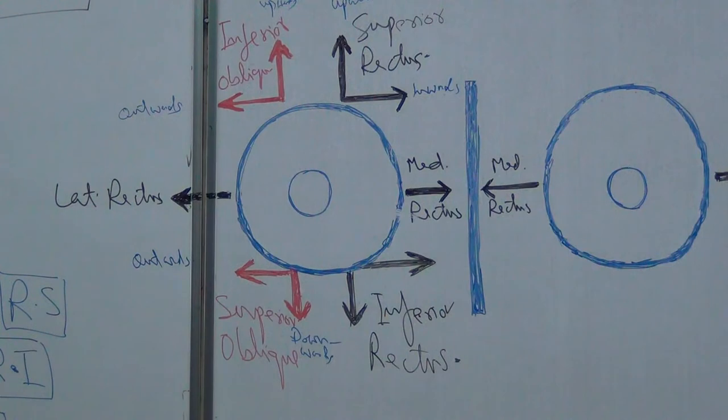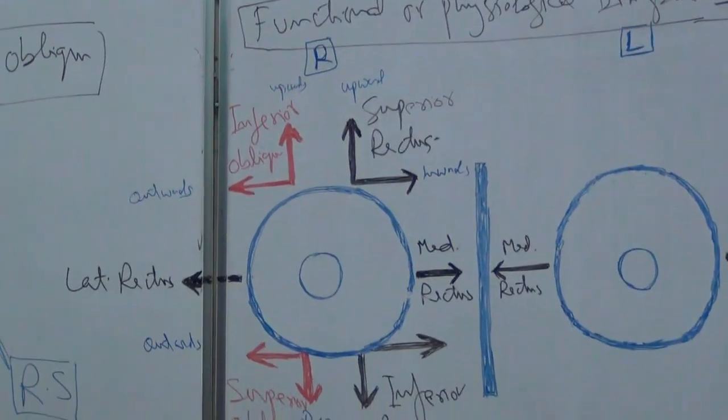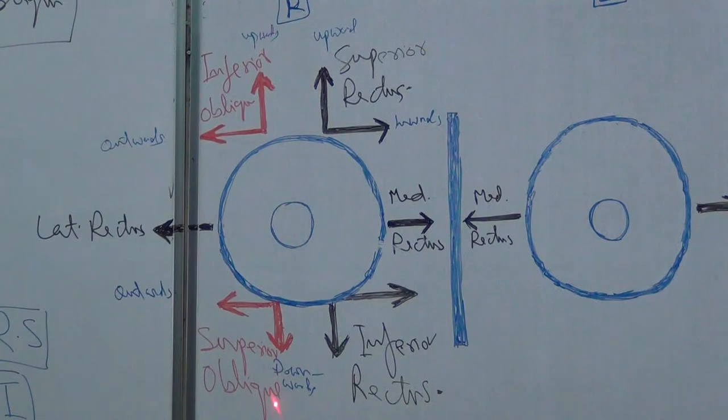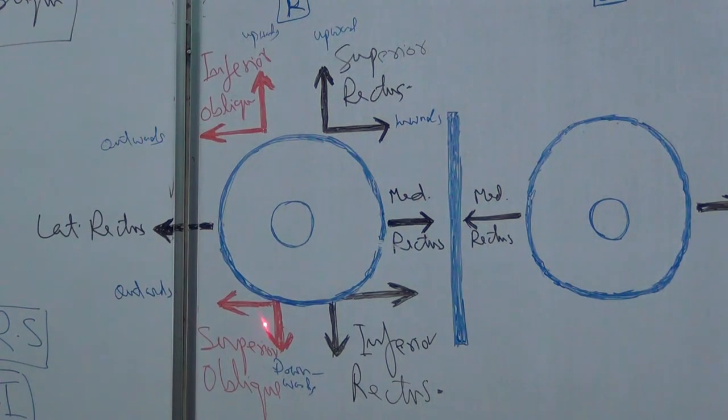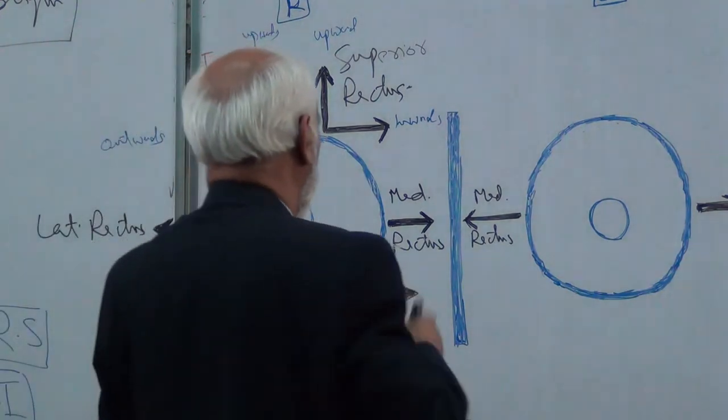So the inferior oblique moves the eyeball upwards, superior oblique moves the eyeball downwards. Opposite action, but inferior oblique, apart from moving the eyeball upwards, also moves the eyeball outwards. While the superior oblique, apart from moving the eyeball downward, also moves it outwards. So outward movements are the same, but these are opposite movements, inferior oblique upwards, superior oblique downward. Same in this eye.